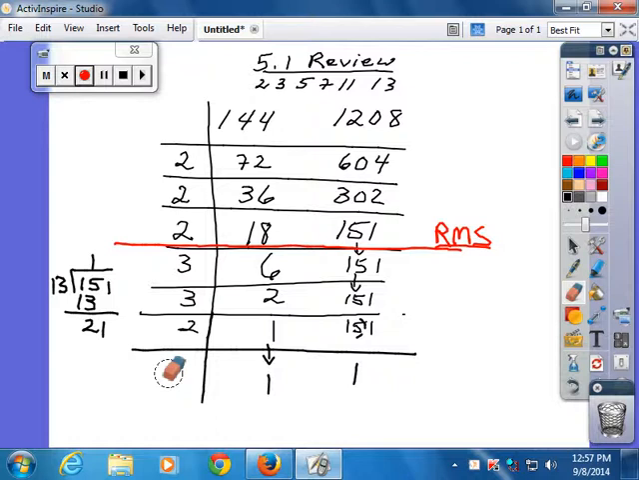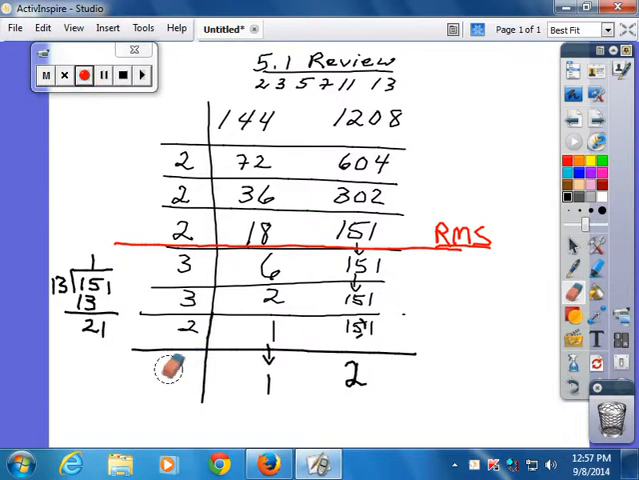Is there any number that will go in 7? No, yeah, 7 will go into it. Thank you, class. 7 will go into 1, so you bring it down. 7 will go into 15 2 times, and that'll leave what? No, that's 11. I was thinking 21. That won't work. So it looks like you can't divide it. So 151 goes right here.